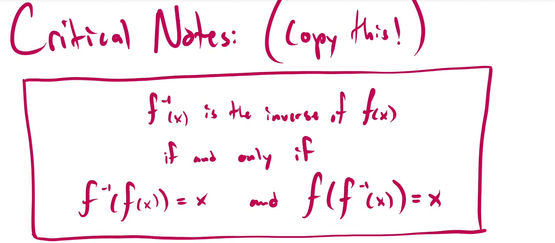So this is a good time to take some critical notes. Please copy these down and show them to me as proof that you watched the video. I want you to know, what does the inverse of f mean? f to the minus 1 of x is the inverse of f of x if and only if, when you compose them, you just get x back. This composition needs to work both ways, and that's the main idea here. It cancels in this sense, in the sense of composition.